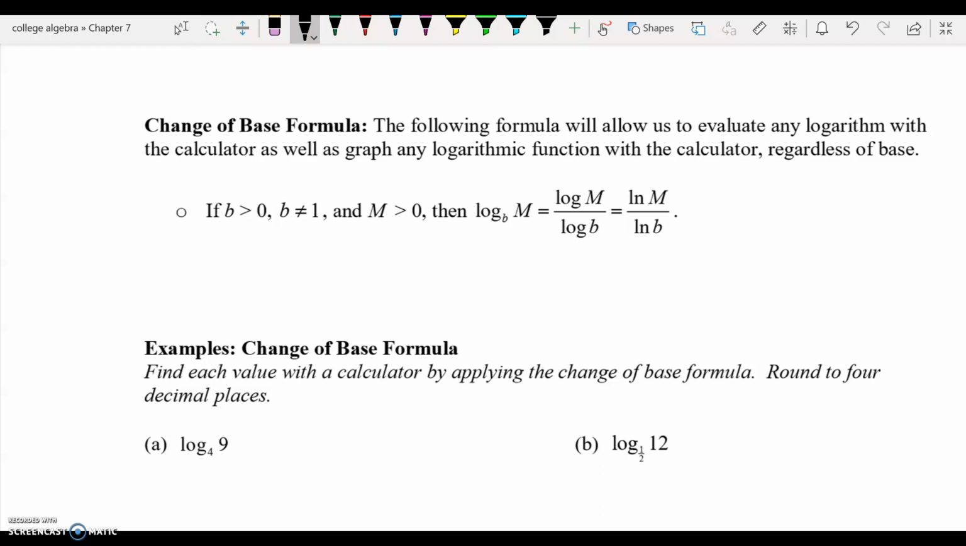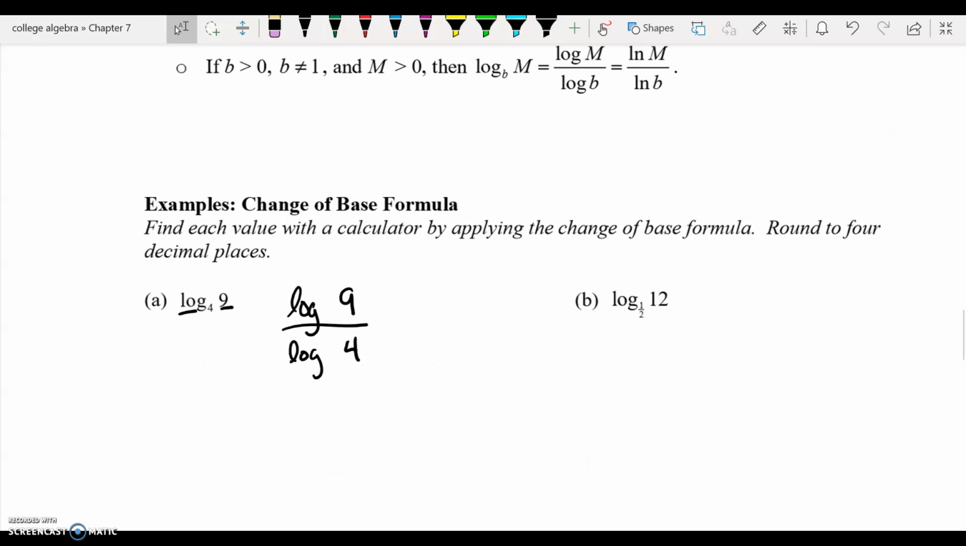So what I'm going to do is I'm going to take log of 9, so log of 9, and I'm going to divide it by the log of the base, so log of 4. So I just made everything into base 10. It makes it a lot easier to solve. And that's what you're going to do on that problem. And then you would just type it into your calculator, whatever that is.